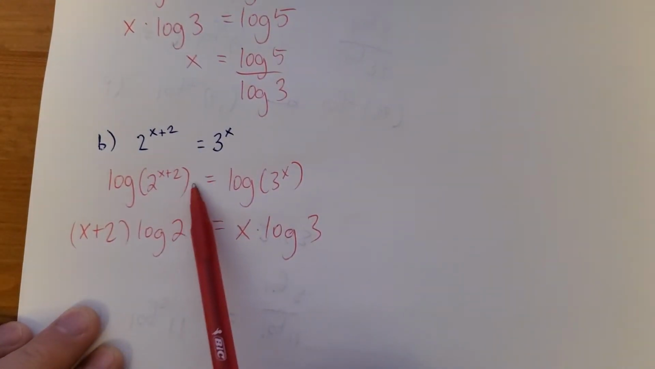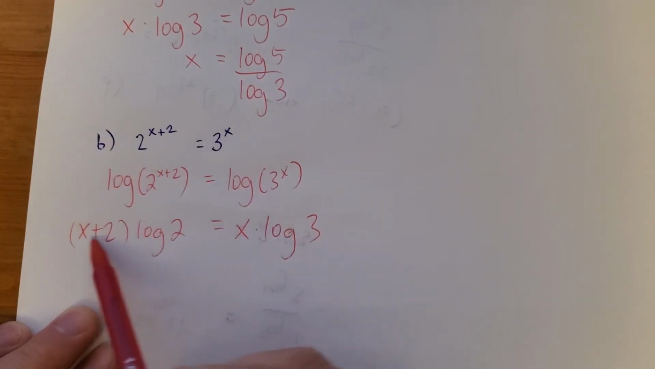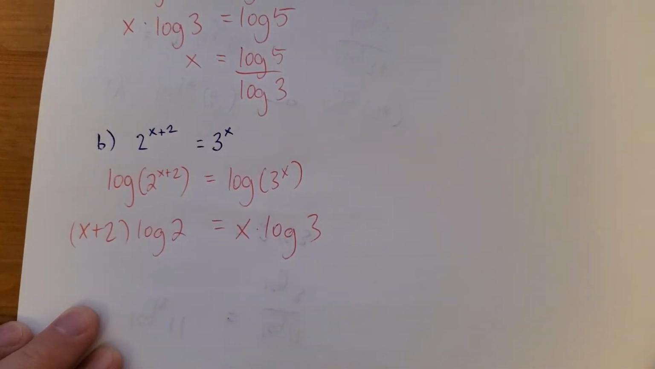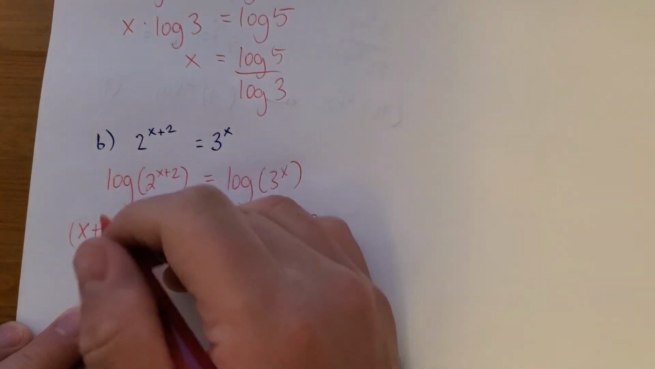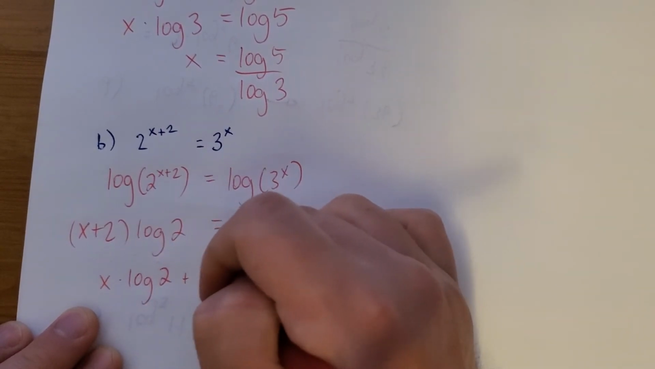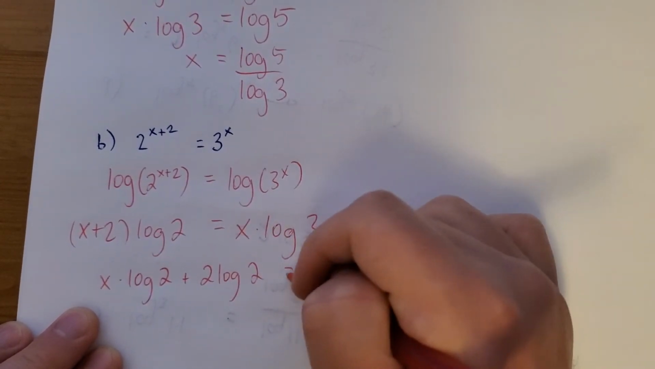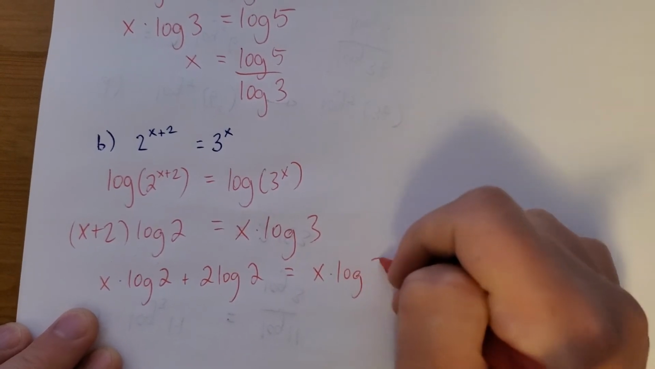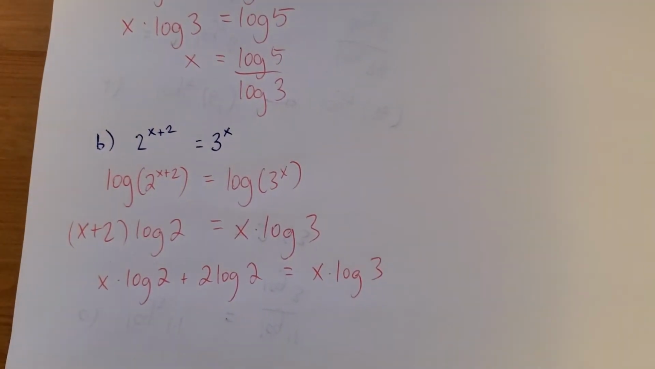When I have like an addition or a subtraction, I put it in brackets because that just reminds me that I have to distribute those terms. Okay, so x plus 2 times log 2, that's actually equal to x times log 2 plus 2 times log 2. Okay.